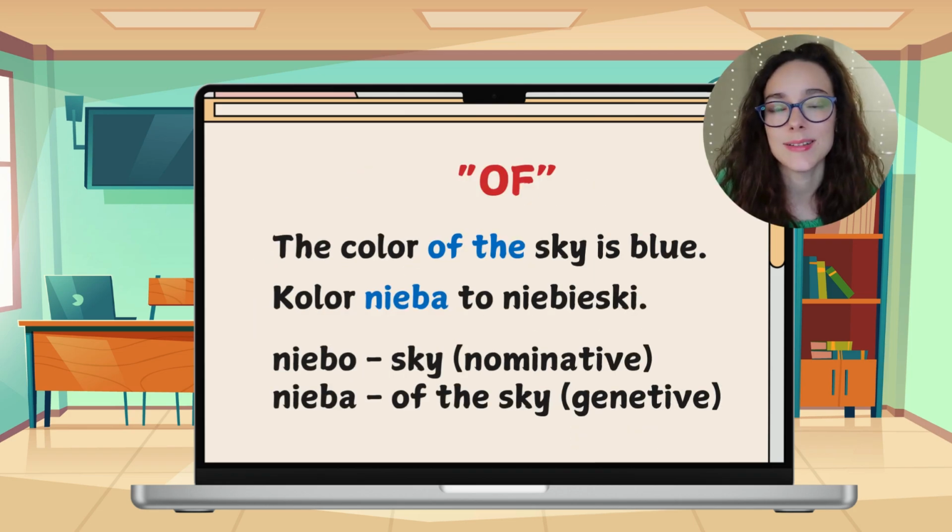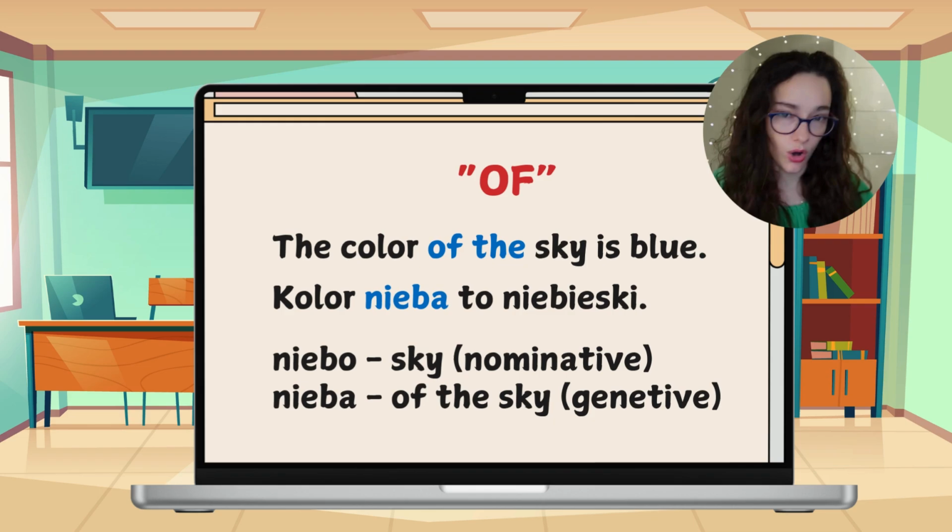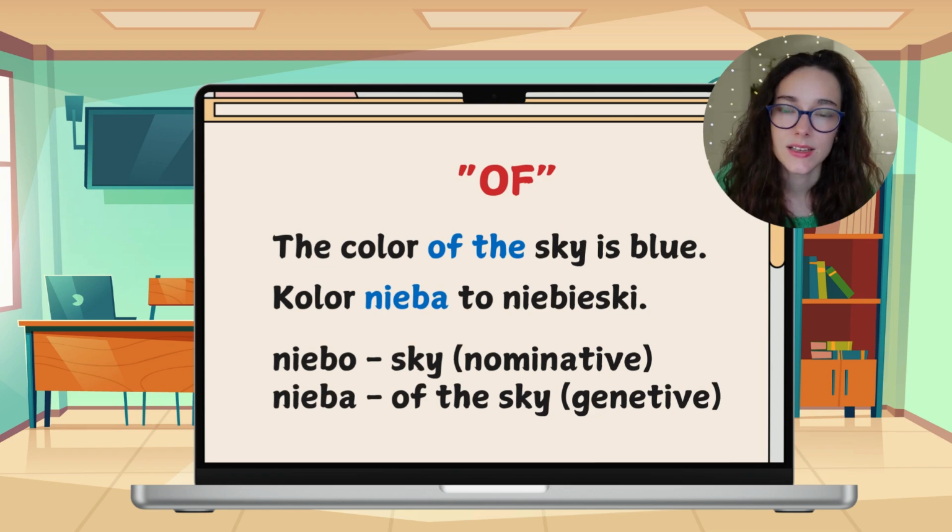In Polish, certain prepositions pair with specific cases. For example, Polish lacks a direct equivalent of the English preposition of, so the genitive case is used to express this possession relationship, replacing the preposition of.